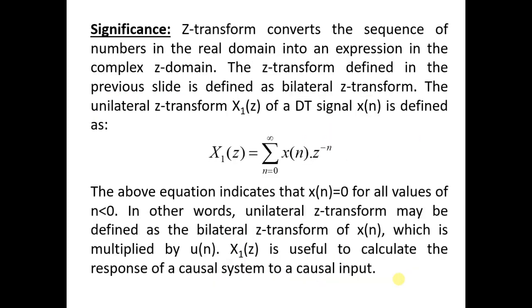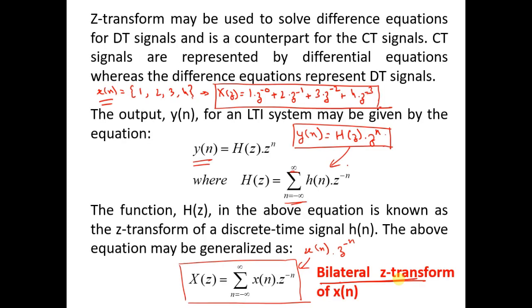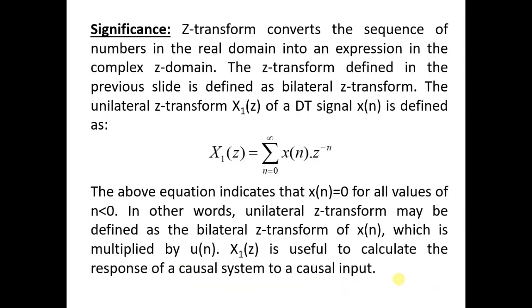Now when you talk about this minus infinity to infinity, we have already discussed that we are not discussing the negative time information. Since we are not discussing the negative time information, we are interested in n equals 0 to infinity of x(n) z to the minus n, and this equation is regarded as the unilateral z transform.